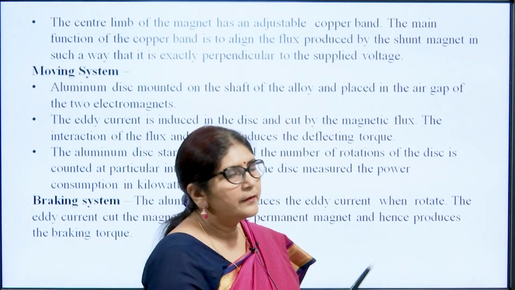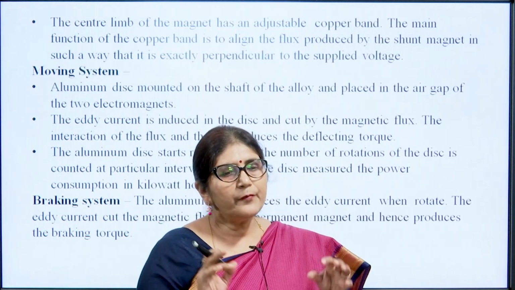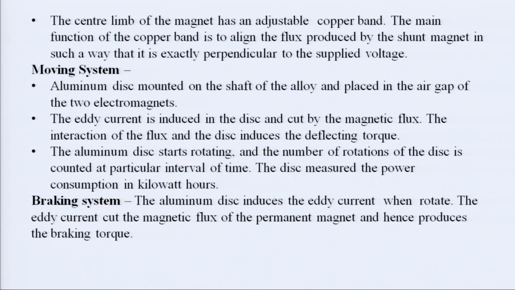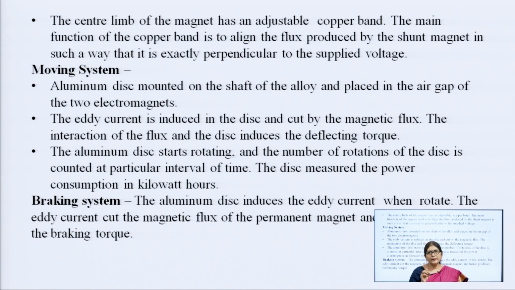In the center limb we have seen that the pressure coil is placed, and apart from the pressure coil there are 3 or 4 copper bands. The main function of the copper bands is to align the flux produced by the shunt magnet in such a way that it is exactly perpendicular to the supply voltage, and we can align this flux by just moving the copper band.